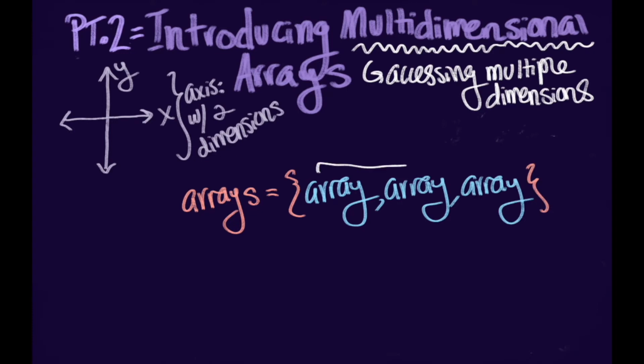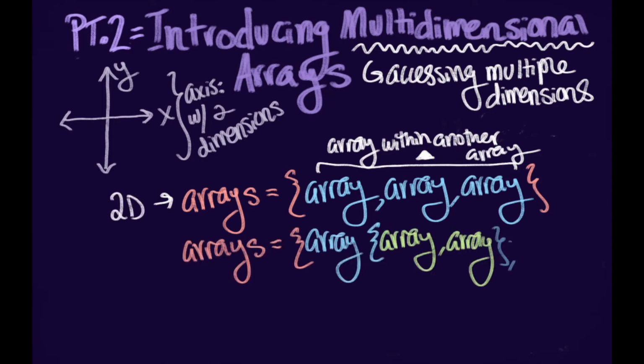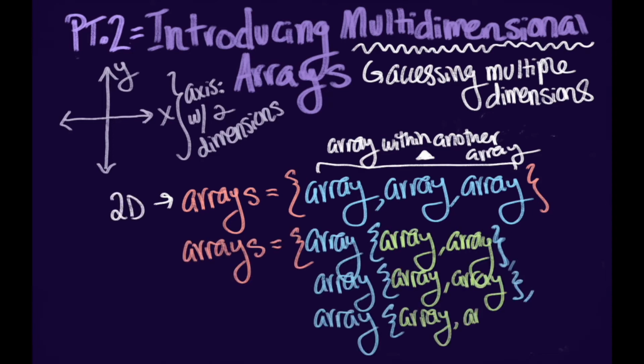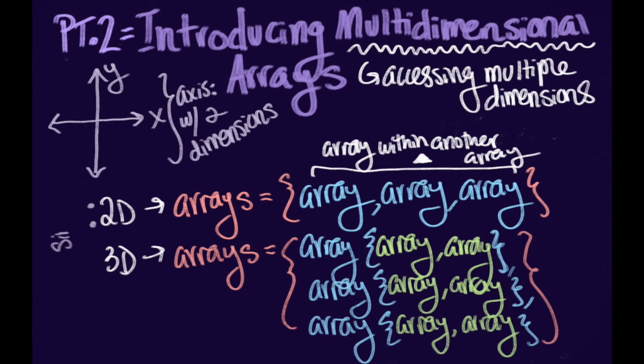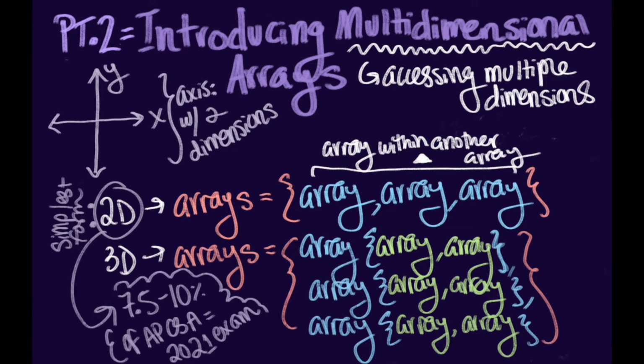Essentially, by nesting arrays inside arrays, we can add however many dimensions we want for the elements being represented. By just having arrays contain arrays to represent 2 dimensions, those arrays contain arrays to represent 3 dimensions, and so on. The 2-dimensional array in the Java programming language is the simplest form of multidimensional arrays, and is also a topic that makes up 7.5 to 10% of the APCSA exam, as of the 2021 guidelines.